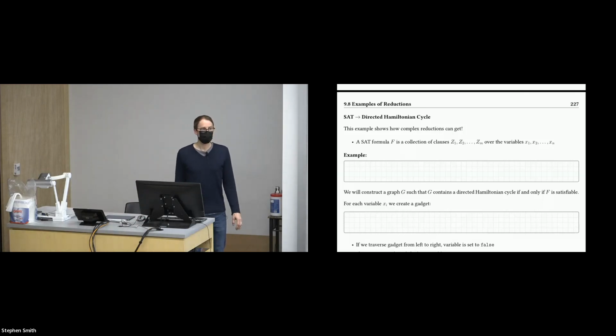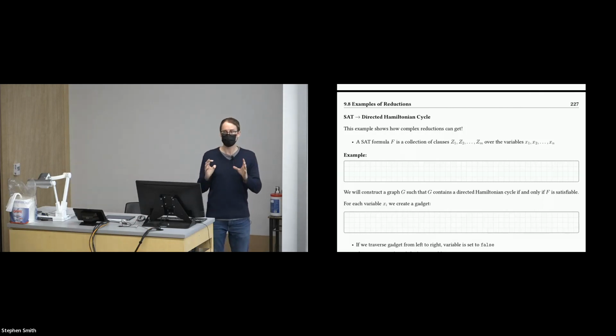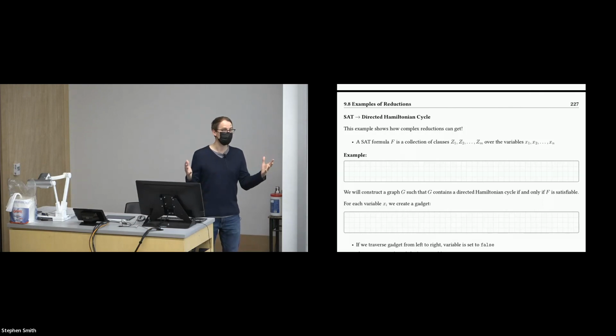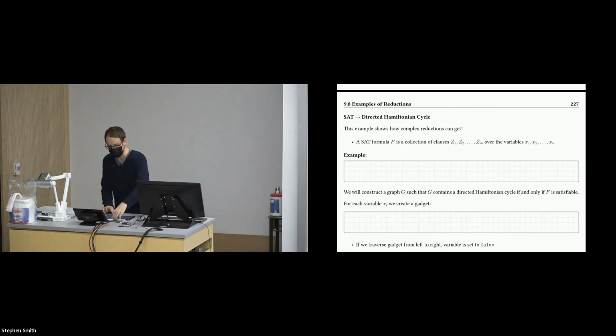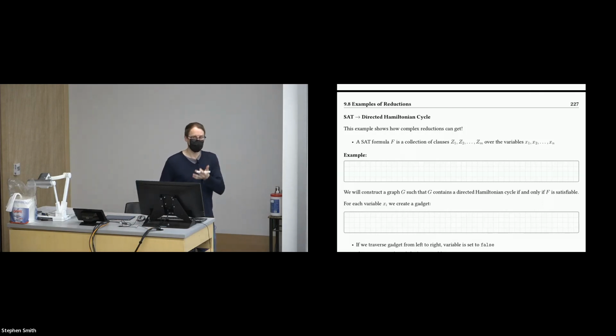Okay, so this example, I said it already, but I just want to emphasize, I don't expect you to be able to do something this complicated, especially not on a final exam or something like that. I just want to give you an example of a pretty neat reduction that shows how we can relate seemingly very different problems. That's the goal of this, right? Because the two problems we're going to take are SAT, and then the other is Hamiltonian cycle.